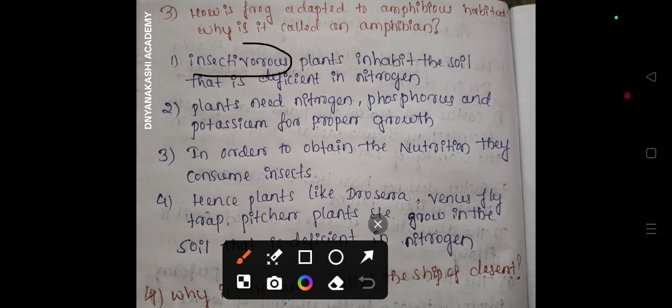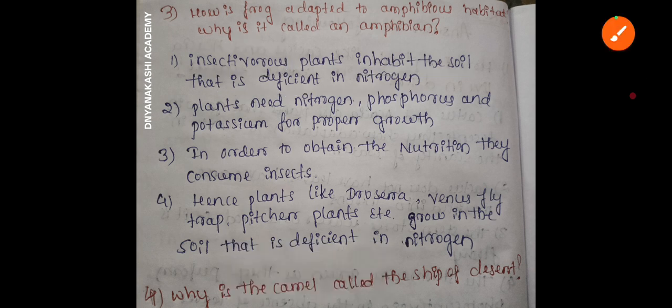Insectivorous plants inhabit soil that is deficient in nitrogen. Plants need nitrogen, phosphorus and potassium for proper growth.